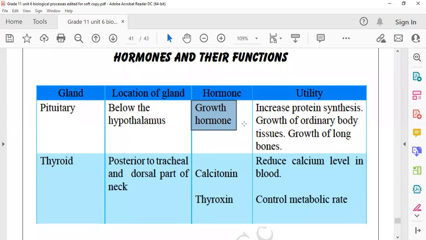So, the growth hormone makes the bones grow longer and the body tissues grow well, and protein synthesis supports the growth. All these are growth hormone's work. So, if in a person's body the growth hormone is not sufficient, what would happen? His bones will not grow taller. He will be a dwarf person.